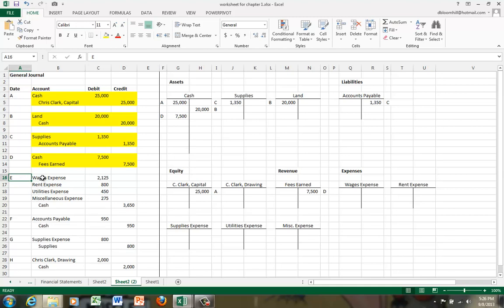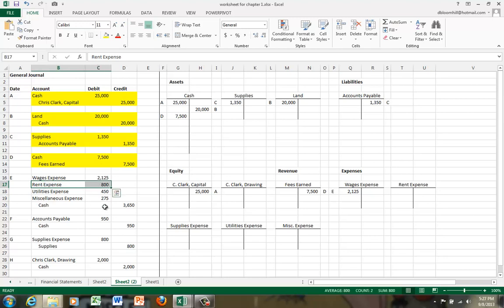Transaction E is a compound entry, and that's okay as long as the total debits equal the total credits. Even if there's 20 accounts in the entry, all with different accounts, as long as the total debits equal the total credits, that is what is important. So we're going to go to our first line, wages expense, $2,125 on the debit side. So we go to the wages expense T, $2,125 on the debit side that comes from transaction E.